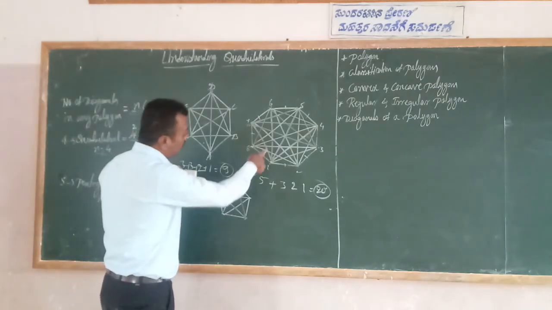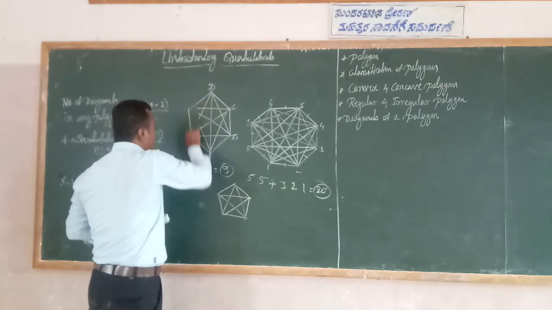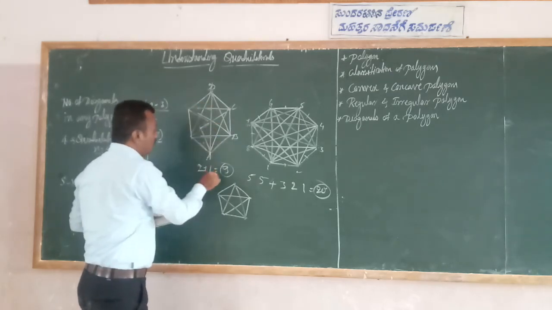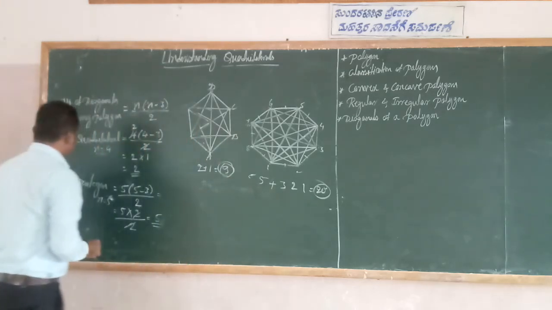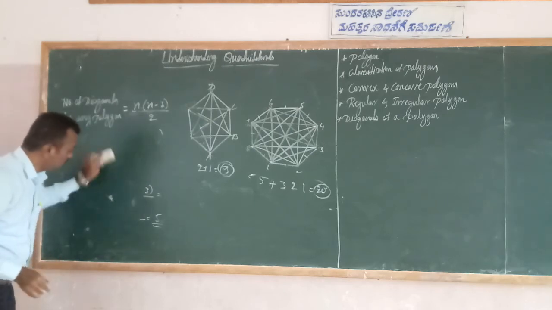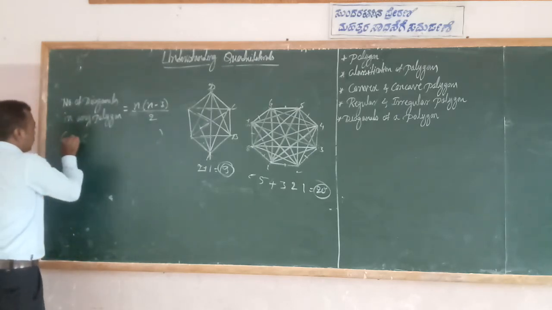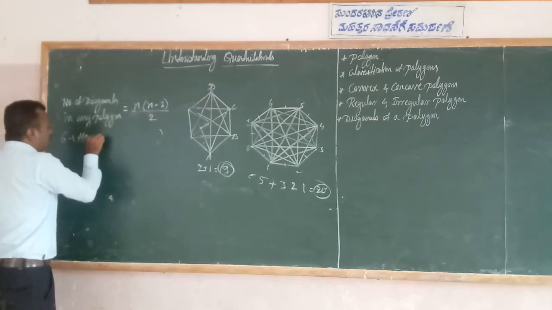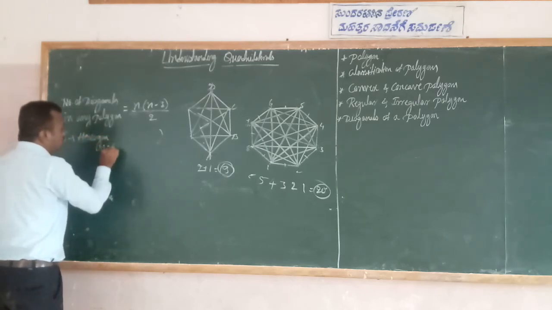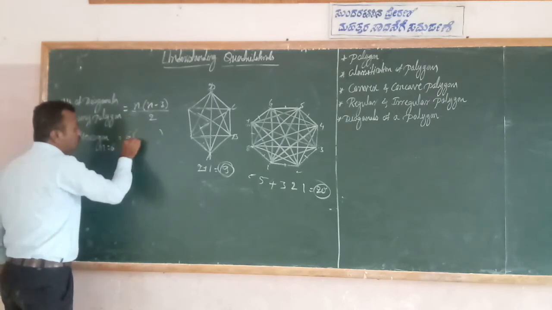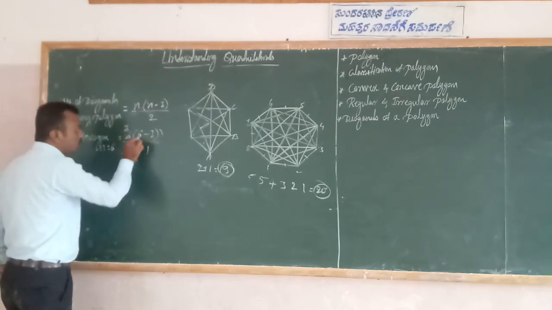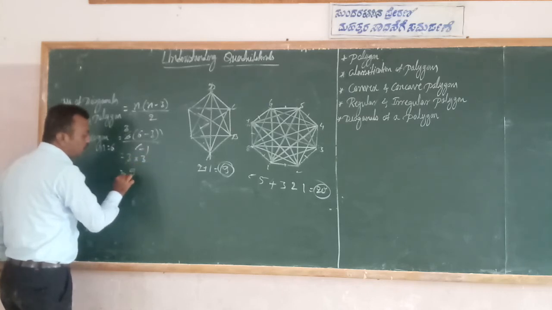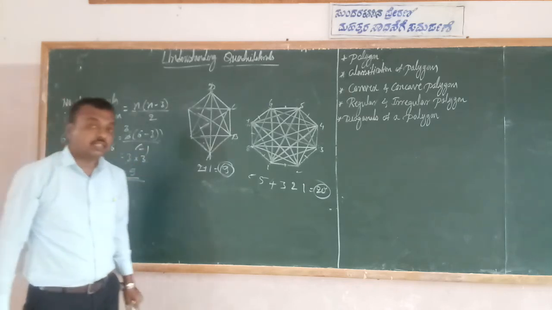Okay, like that I will show you the hexagon. A polygon with 6 sides is called a hexagon. So here n is equal to 6. n means 6 into 6 minus 3, whole upon 2. Now we have to divide by 2. 2 ones are 2, 3s are 3. 3 into 6 minus 3, which is 3. 3 threes are how much? 9. Therefore, 9 diagonals in the hexagon.